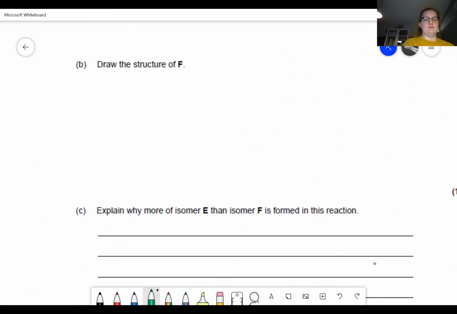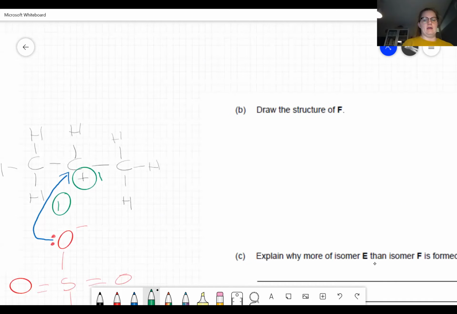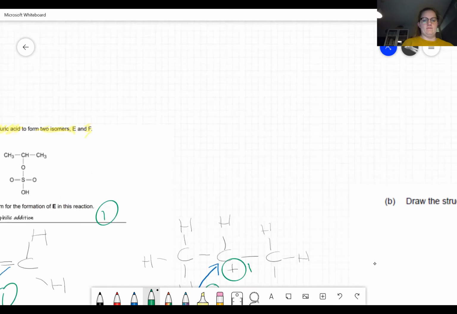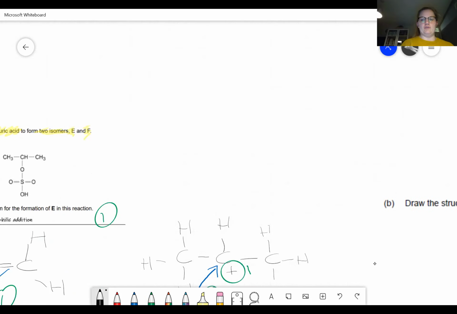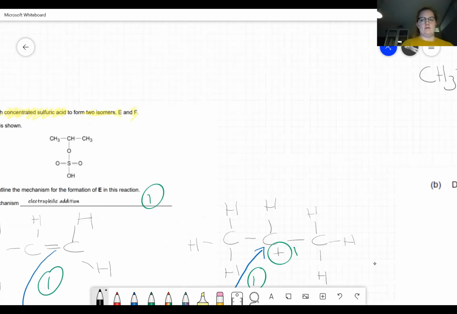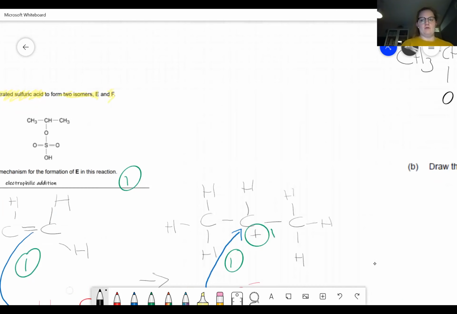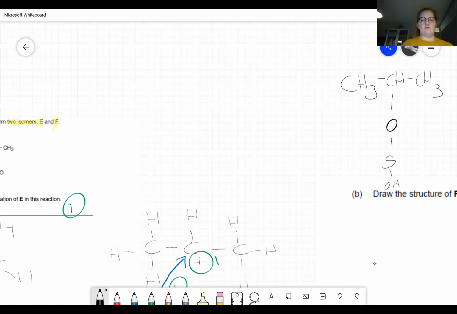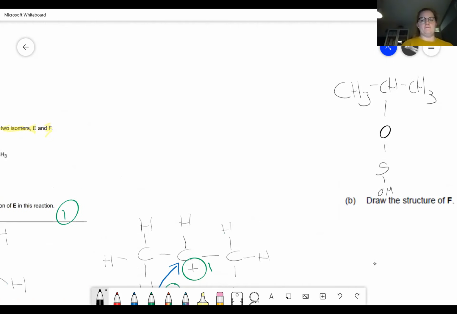I'm just going to draw E above it so I can see what E is, because that is important. Otherwise, I'll try and draw the same thing. So CH3, CH, CH3, OH, double bond O.